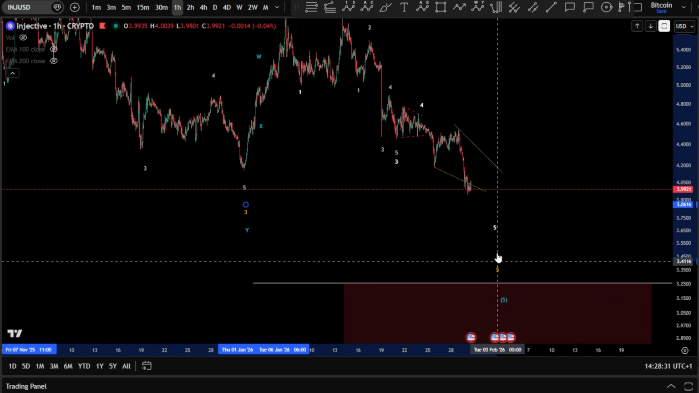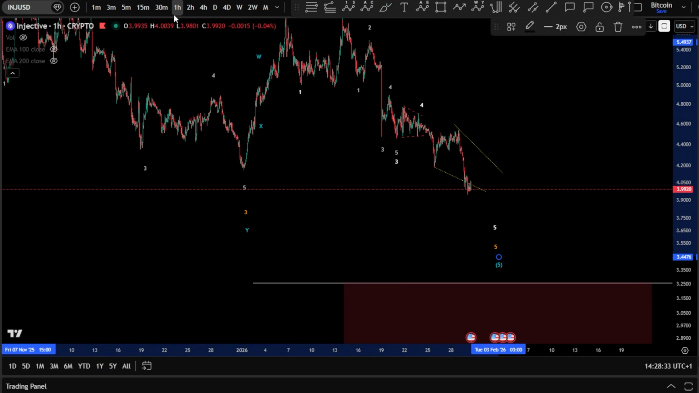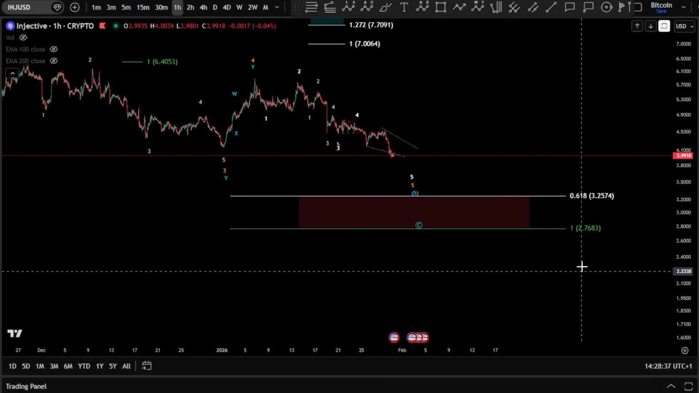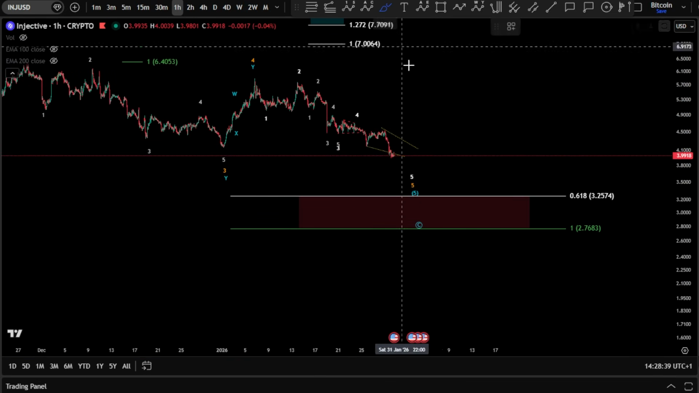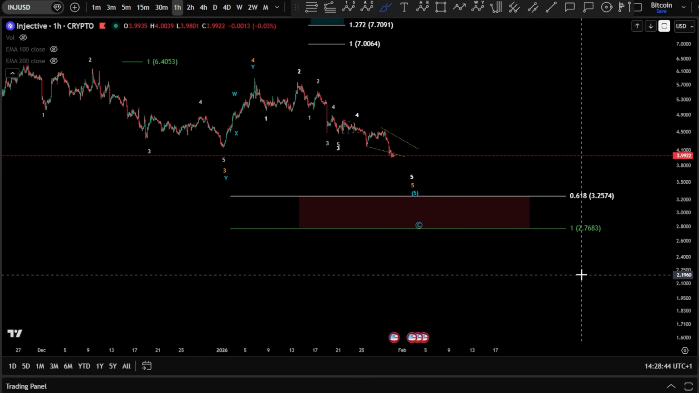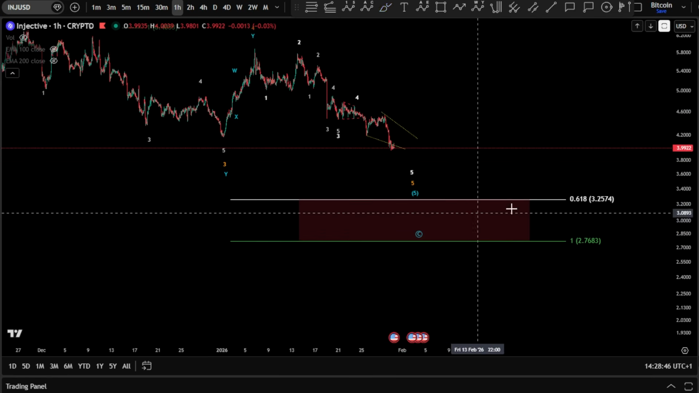Yep, so these are the updates as well. I'm still looking for lower for Injective. Potential target is $3.25, and in case, of course, it wants to dive deeper and extend, it can reach the common target $2.76. Yep, that was it for Rndr, FET, and Injective.